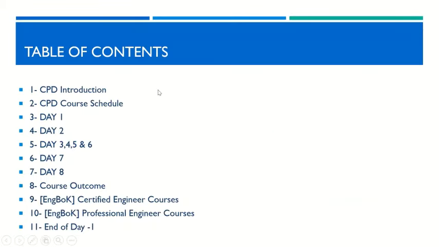This is the table of contents. We will talk about the CPD introduction, the CPD course schedule, and what we are taking in day 1, day 2, day 3, 4, 5, 6, and day 7, day 8, then the course outcome, and we'll talk about some certified courses from books and the professional courses. And this will be the end of day 1, which is the introduction and overview of the CPD exam and course.